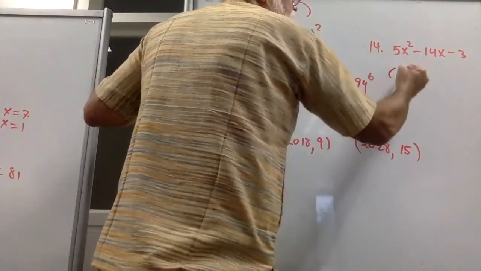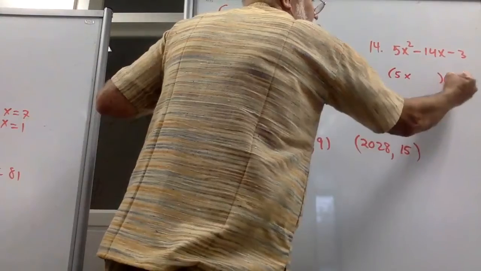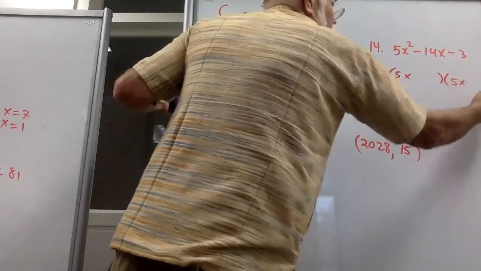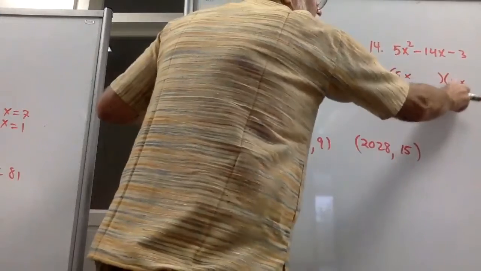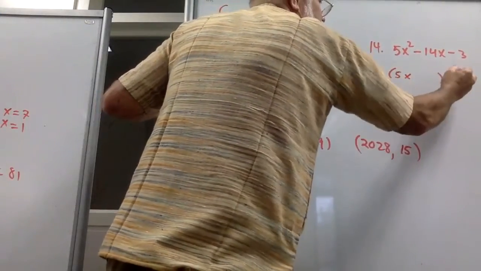And there's only one way to get 5x squared, and that's 5x times x. We haven't got much choice. It's either a 1 or a 3 here. I said mix. Sorry, careless. 5x times x. There we go.